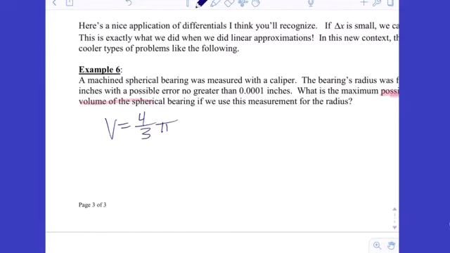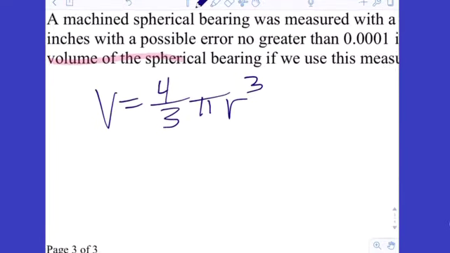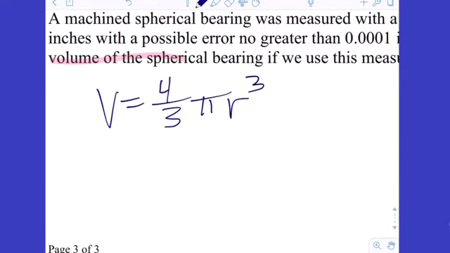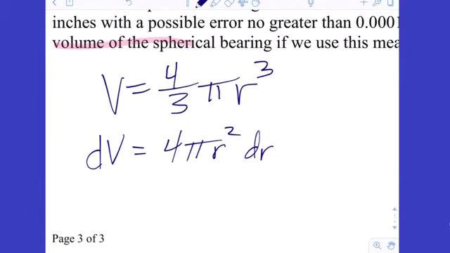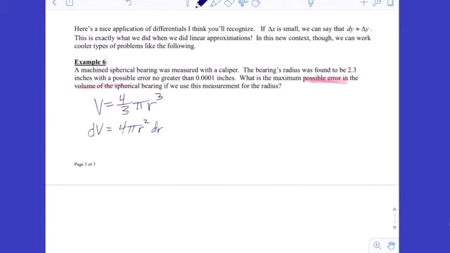4/3 pi r cubed, right. So if we take the derivative in differential form, we get dV equals 4 pi r squared dr. dV is the differential of volume. dr is the differential of the radius. Okay? So now, what's the maximum possible error?